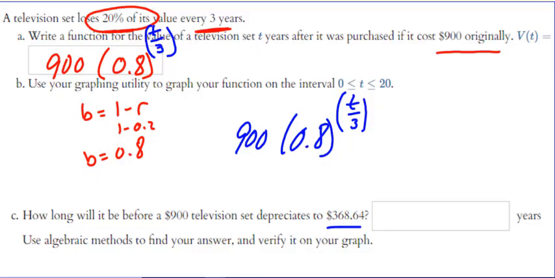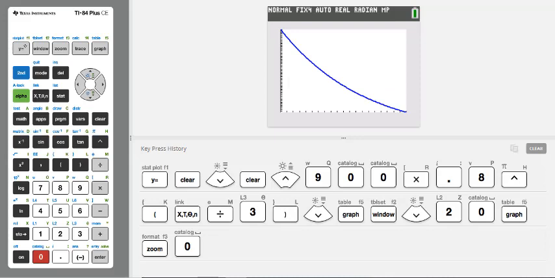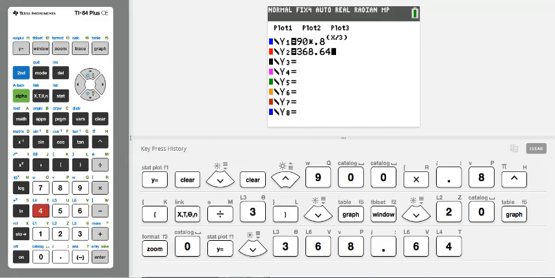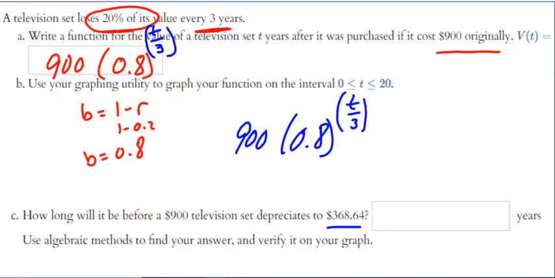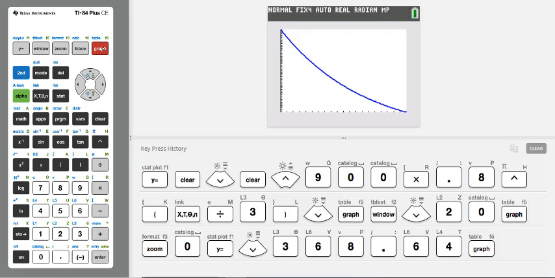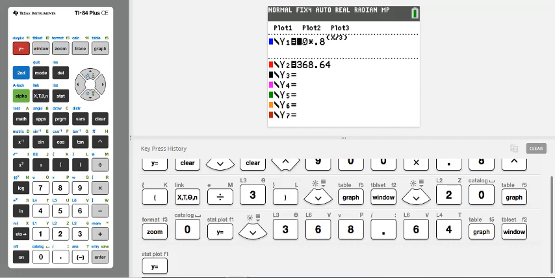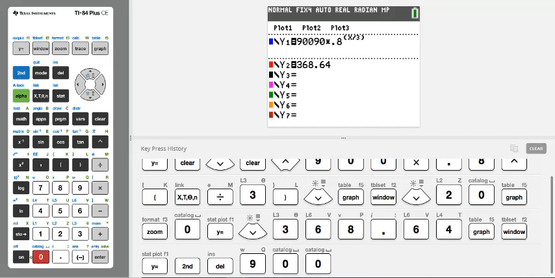Now, 368.64. So that's going to go into Y2, 368.64. I think that's it, right? Yep. All right, so that's going to draw me a horizontal line, I think. Well, let me see something. I know what I done. I didn't do 900. I done 90. So let me do this second insert. 900. Hit delete. Delete. Okay.